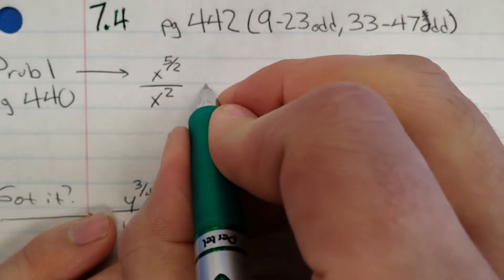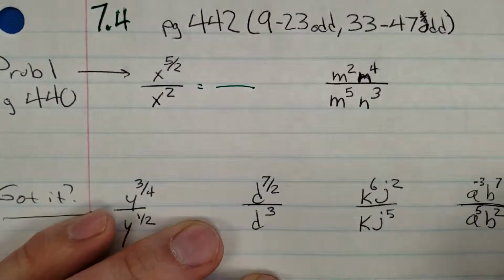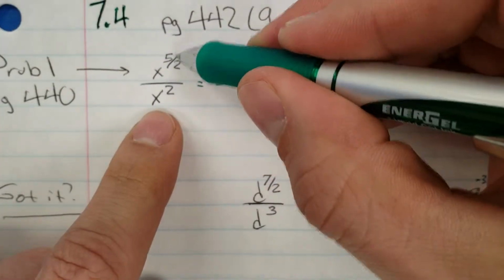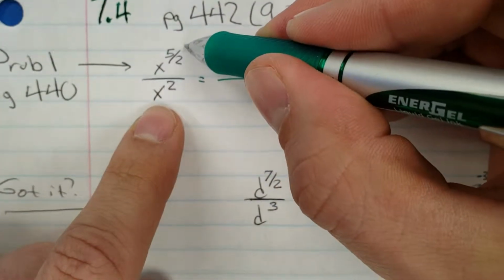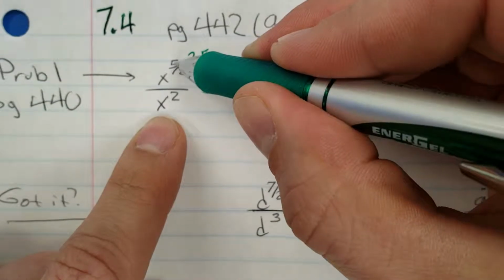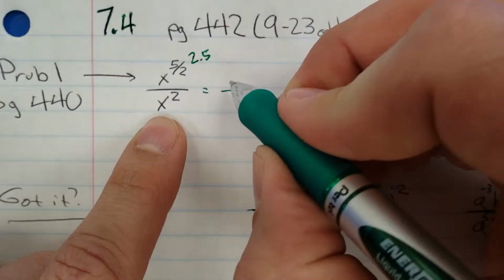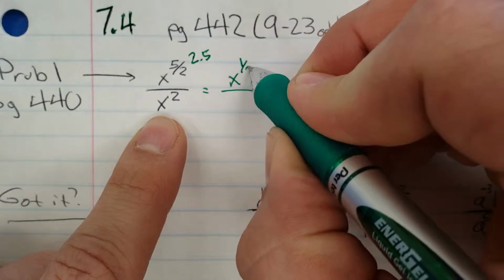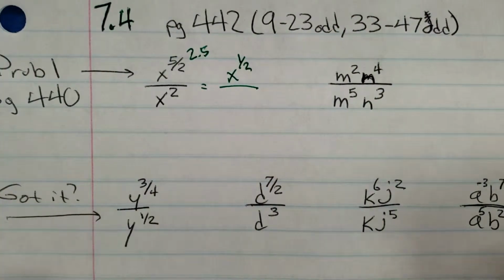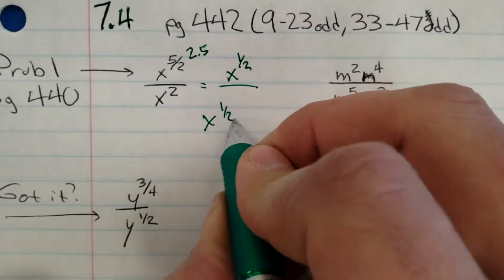So here's what I do. I start with a blank fraction bar right next to it. Then I ask myself, well, which side has more? Well, the top's got more because technically that's 2.5, right? 5 halves is 2.5. So the top has a half more than the bottom. Oh, look, there's my answer. X to the 1/2. Done.